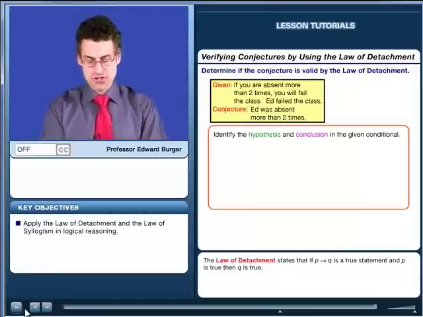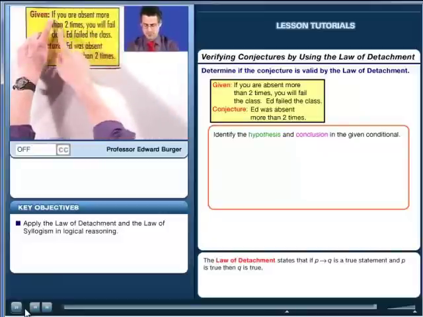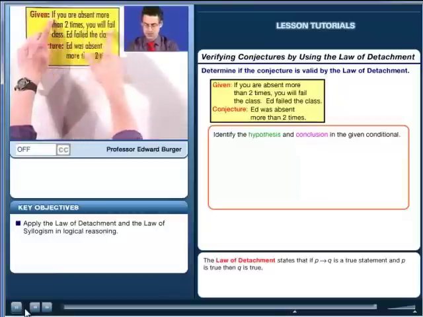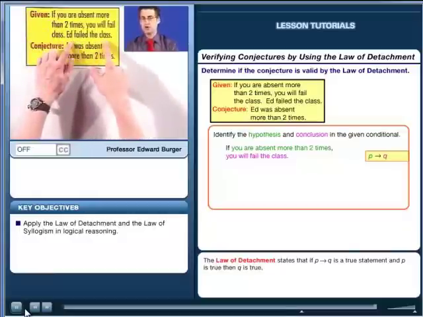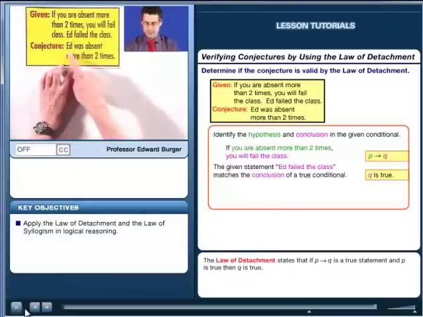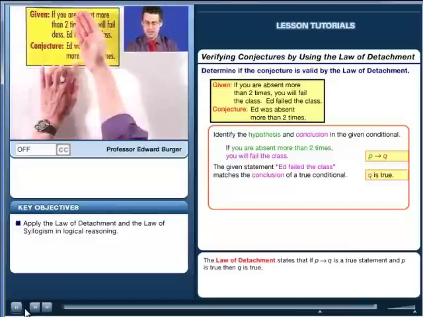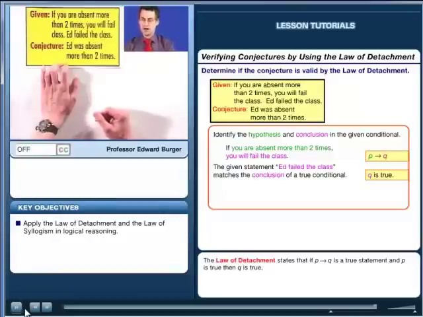Now, is that logical template set up here? Well, here we have if P, that's if you're absent more than 2 times, so P is you're absent more than 2 times, then Q, you will fail the class. And we're told that Ed failed the class, so I'm told that Q is true. And I'm asked, well, Ed was absent more than twice, so this, in fact, is P. So I have if P then Q, and I'm told that Q is true. Can I conclude that P is true using the law of detachment?